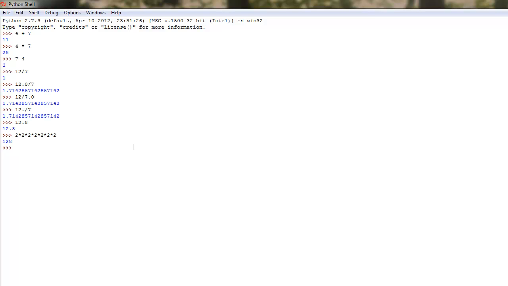Well, I don't want to have to type 2 times 2 times 2 times 2 all the time. Well, good news, you don't have to. 2, asterisk, asterisk, 7, and we get 128. I forgot how to speak English. Can someone please make a tutorial on how to speak English properly?